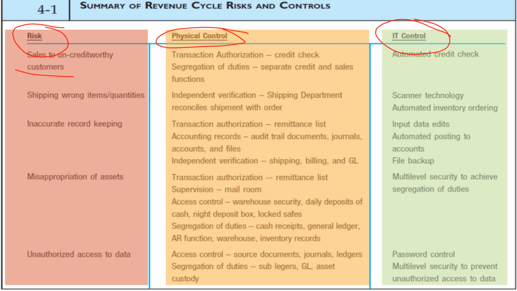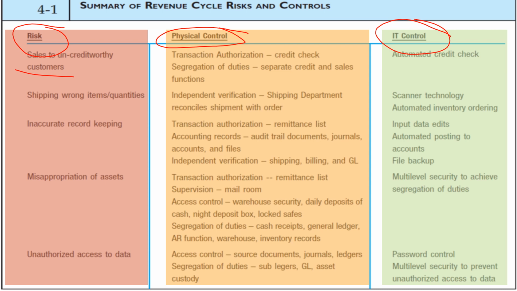Shipping wrong items and quantity. So the physical control is independent verification in the shipping department, reconciling the shipment with the order or the sales order. And for the IT control, we have scanner technology, barcode, and automated inventory ordering. So we avoid having wrong items shipped to the customer.